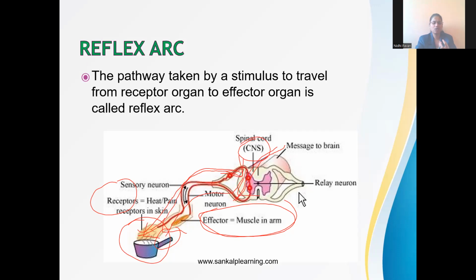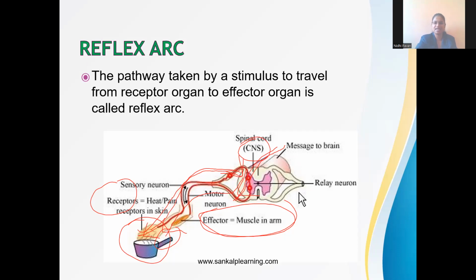Not only a hot object: if a dangerous animal is coming near you, you suddenly escape or you suddenly climb a tree. What is that? It is nothing but a reflex action. Fine. So this is regarding reflex action and the reflex arc.